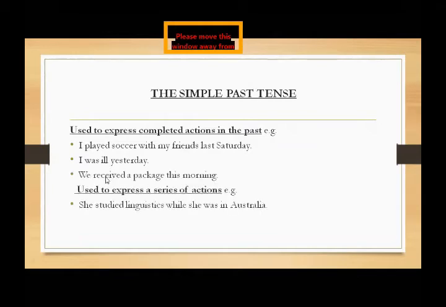Now there is one more use. We received a package this morning. Okay, this is one more example. Another use is to express a series of actions, just like: she studied linguistics while she was in Australia. So there is a series of actions. One action is she studied, and the other action is she was in Australia. So there are two actions. The simple past tense can express two or more actions together.